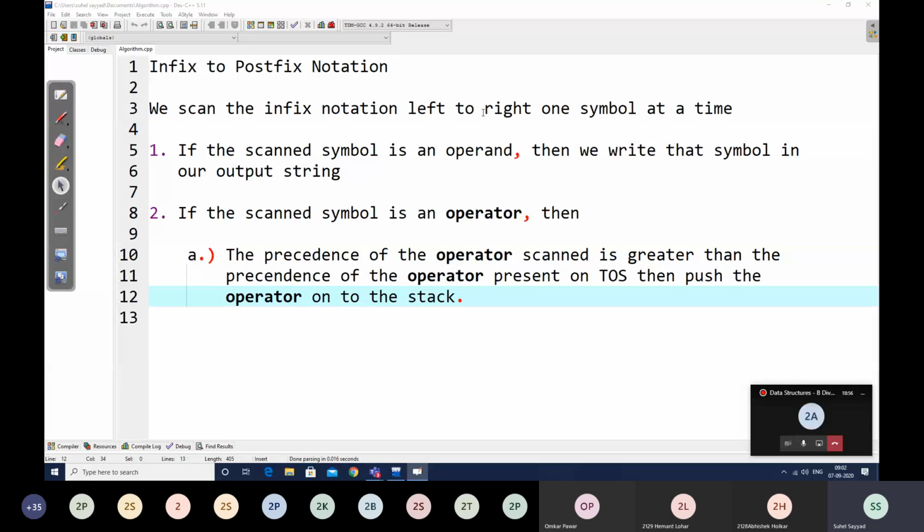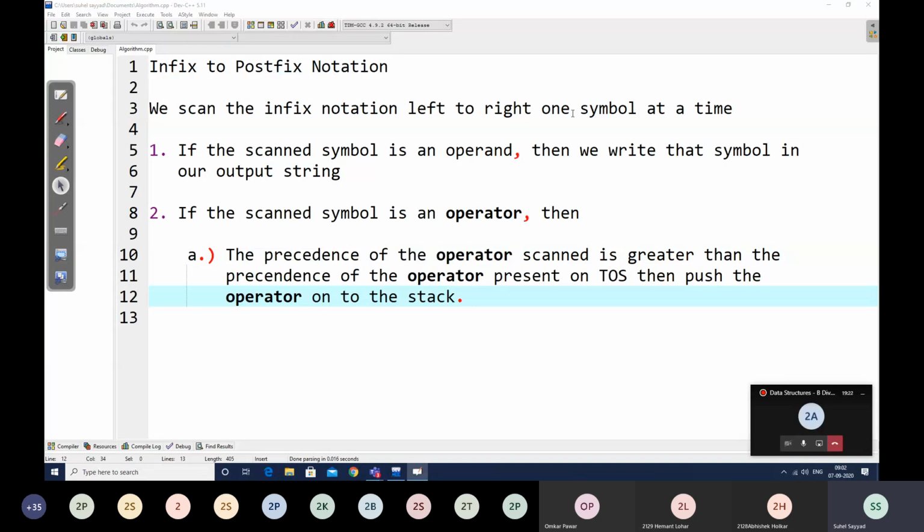There are two possibilities while scanning: either you will find an operand or you will find an operator. If the scanned symbol is an operand, like A, B, C, D, which are the operands we take in our examples, then we write that symbol in the output string, which is nothing but our answer. So if the scanned symbol is an operand, we directly write it in our output string. This is one of the steps that we do.